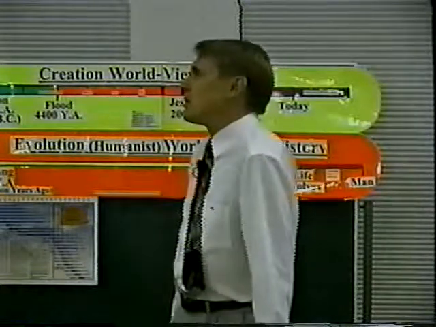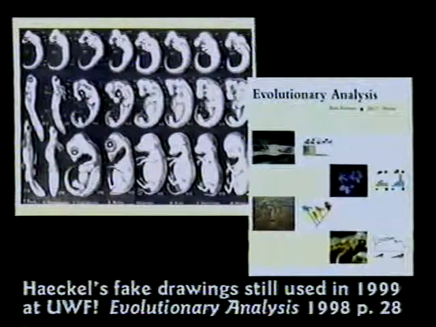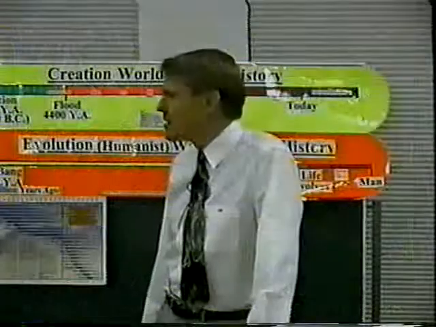So this was proven in 1874. It was proven that Ernst Haeckel had lied. His own university convicted him of fraud. But guess what? Haeckel's exact same chart is used this year at the University of West Florida in Pensacola as evidence for evolution. It was proven wrong 125 years ago. Why would this still be in a university textbook?